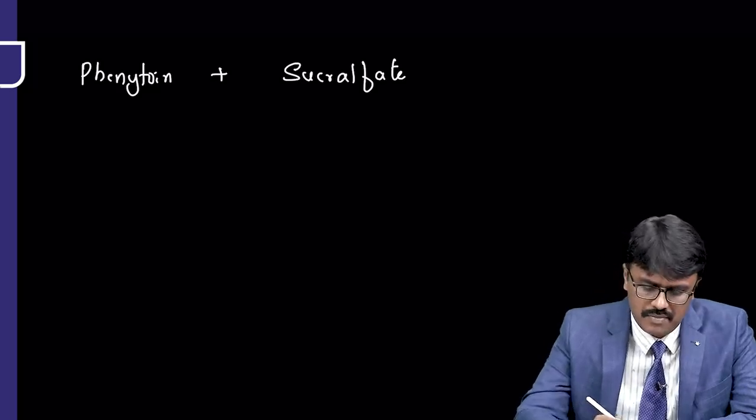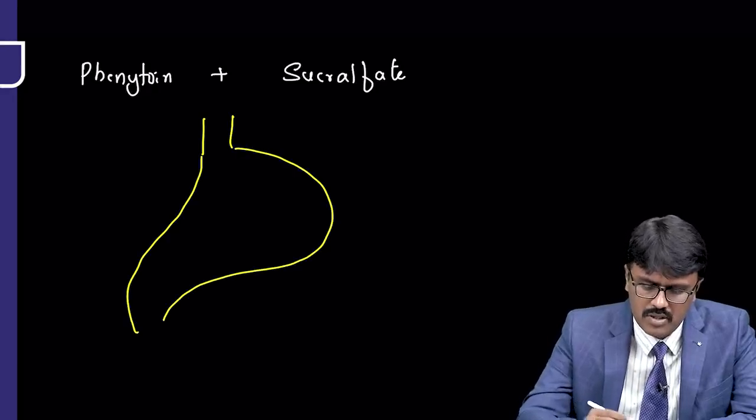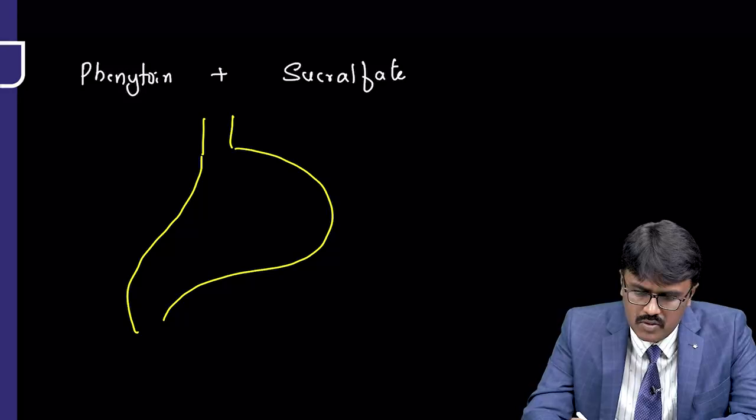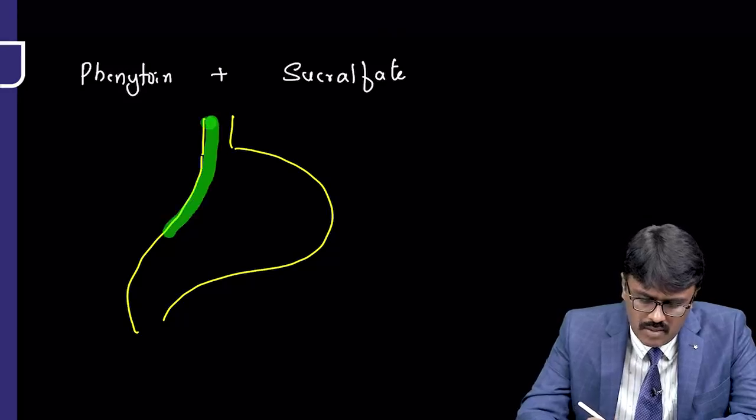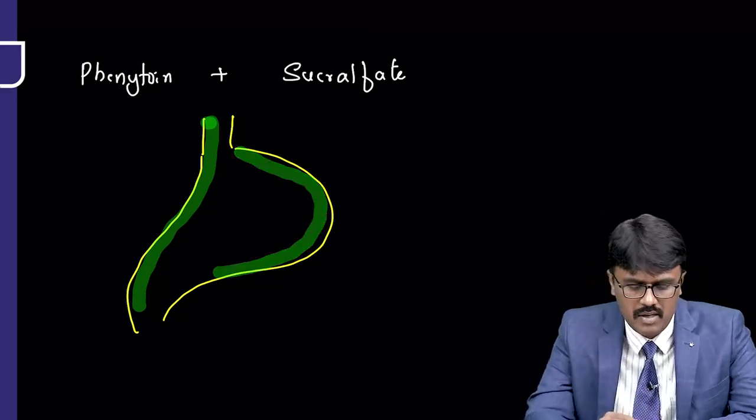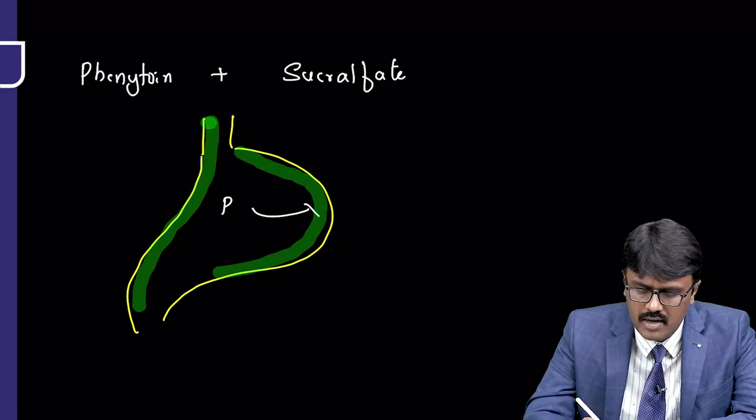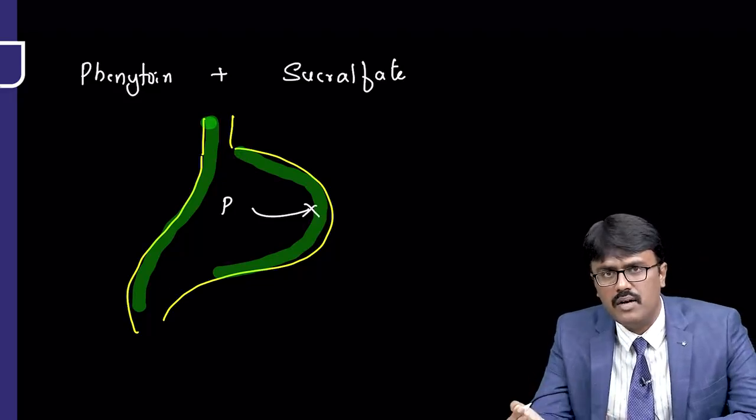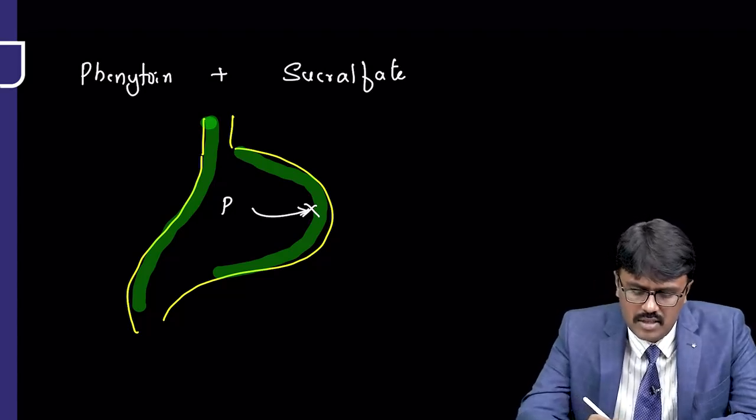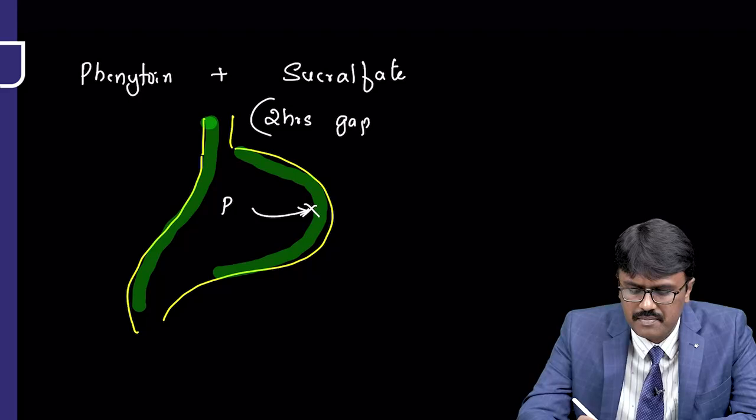Let me draw the stomach for you. This is the stomach. Now suppose the patient has taken sucralfate. When the patient takes sucralfate, what happens? Sucralfate will coat the stomach like this. Now when it coats the stomach like this and the patient takes phenytoin, the phenytoin will not get absorbed because the coating will not allow it to be absorbed. So there is hindrance of absorption. That's the reason a 2 hour gap should be given.